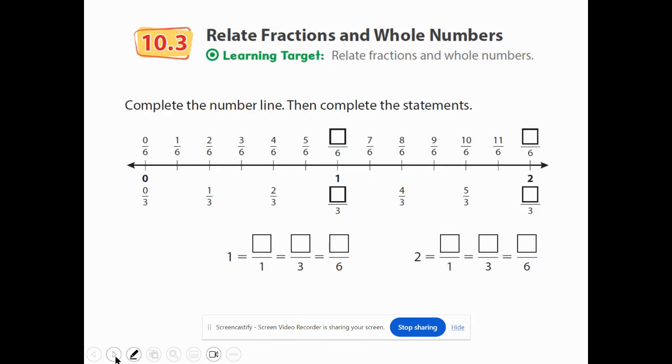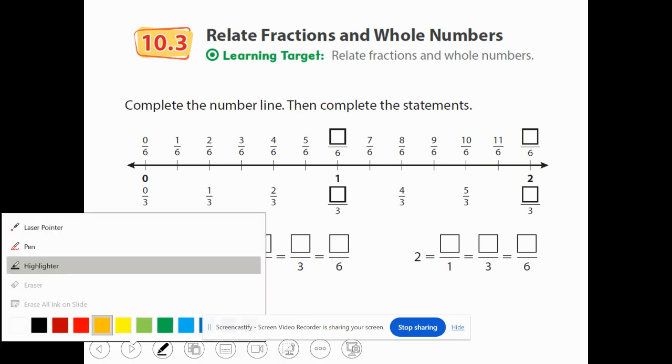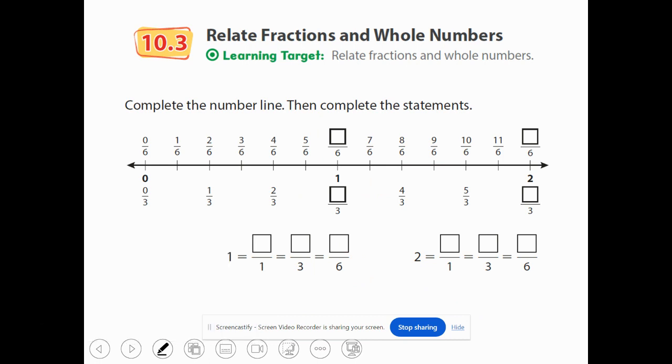All right, relate fractions and whole numbers. Okay, so we're going to look at a number line so that we can easily see the whole numbers. So here we have 1/6, 2/6, 3/6, 4/6, 5/6, and this is going to be 6/6, 7/6, 8/6, 9/6, 10/6, 11/6, and then the last one would be 12/6. The top of the number line is broken up into sixths.